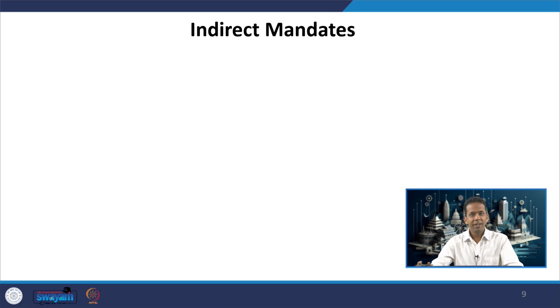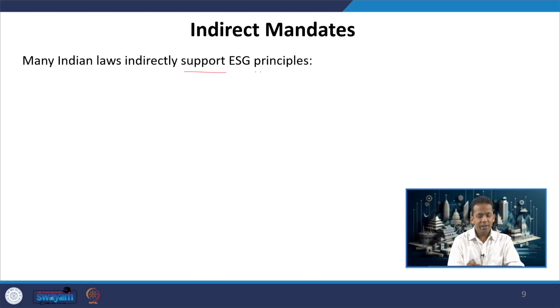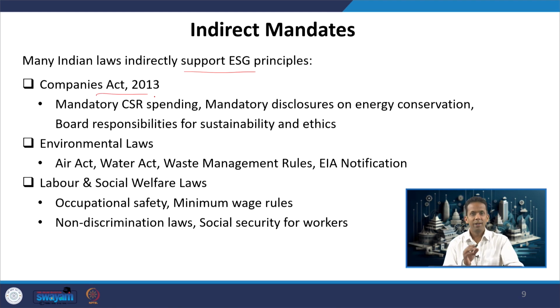Okay. So, indirect mandates are also there in India. There is no strict, direct ESG law, but there are many Indian laws which indirectly support ESG principles. For example, all companies and businesses need to be registered under the Companies Act. The Companies Act of 2013 mentions mandatory CSR spending, that is spending a minimum percentage of annual profit on corporate social responsibility activities, mandatory disclosures on energy conservation, and the responsibilities of the board towards sustainability and ethics. Those are the things in the Companies Act which indirectly support ESG principles.